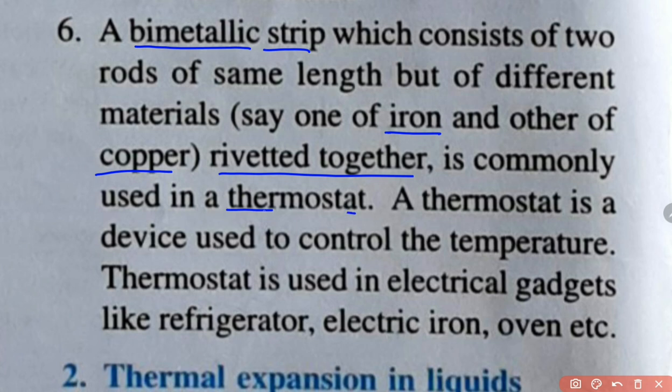Now a thermostat is an instrument which is used in your electrical gadgets for the power auto cut. Like your iron, when you are ironing your clothes and the iron reaches a particular temperature, the light goes off. It's just because of the thermostat present in that iron. A thermostat is a device used to control the temperature. It is used in electrical gadgets like refrigerator, electric iron, oven, your rice cooker and all. Let us try to see what a bimetallic strip is, and we shall discuss more about the thermostat in class 8.